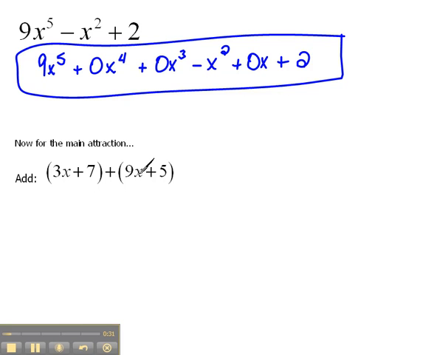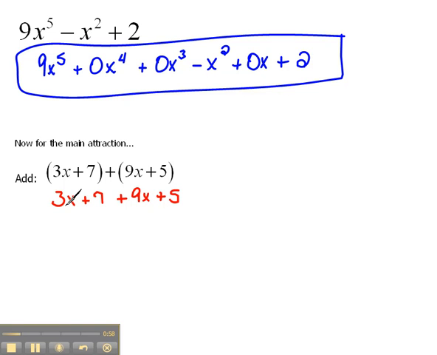Now when we add something, remember it doesn't change the sign, it doesn't affect it at all. So really and truly, I could rewrite this without any of those parentheses and it would still mean the exact same thing. We could rewrite this as 3x plus 7 plus 9x plus 5. Now all we have to do is just combine like terms. We simplify this as much as possible.